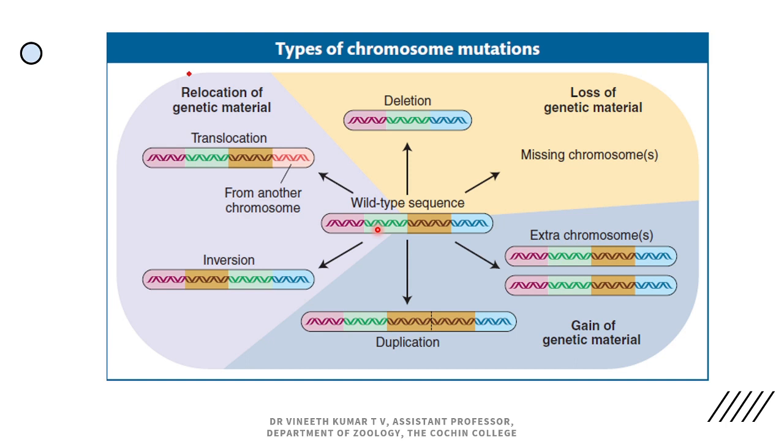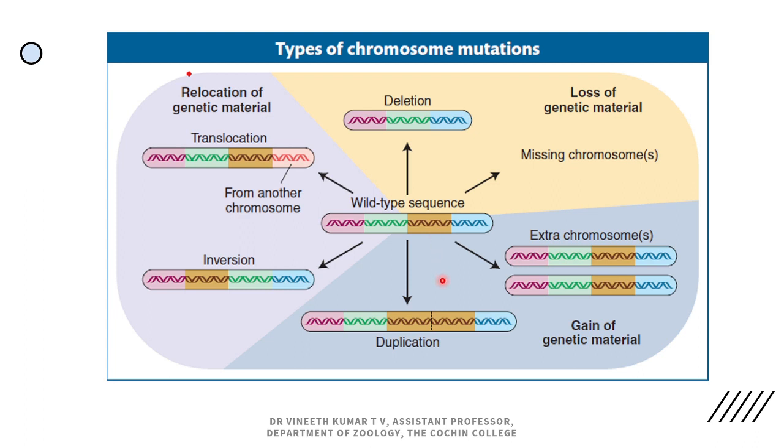So what happens here? You can see four colored bands here: pink, green, brown, and blue. The first is deletion. In this deletion, you can see that this brown portion is deleted. As a result, in the deleted chromosome, when you compare it with the wild type sequence, this particular portion might have had many genes in it. All the genes present in this portion are now deleted. They are lost from the chromosome.